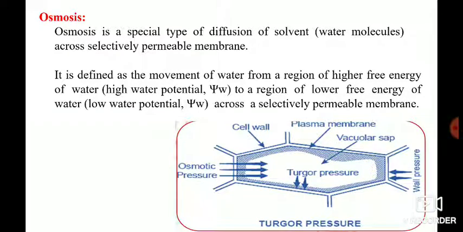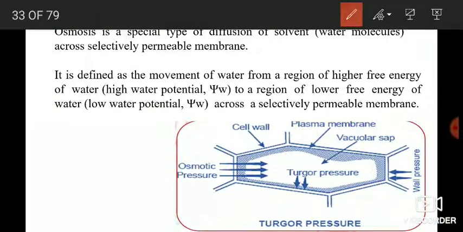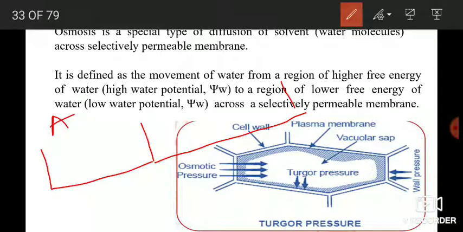Today our topic is osmosis. Osmosis simply is a special type of diffusion of solvent or water molecules across a selectively permeable membrane. Okay, if you have two containers, A and B, separated by a selectively permeable membrane. Okay, I have told you what is a selectively permeable membrane.